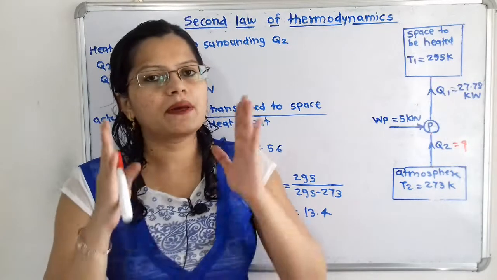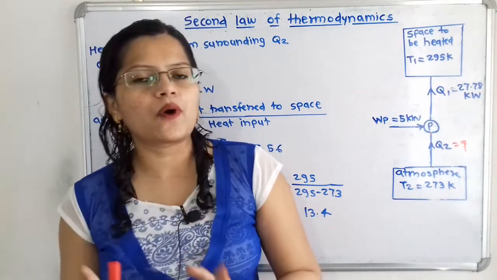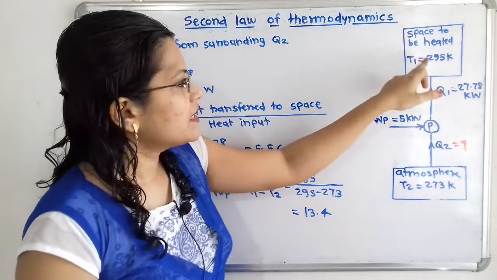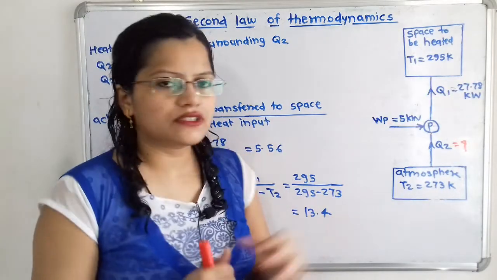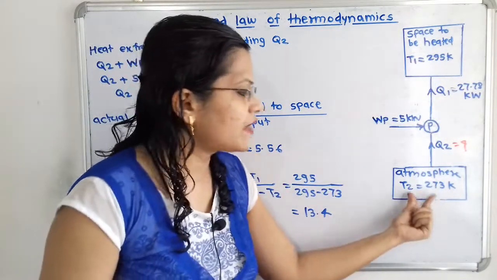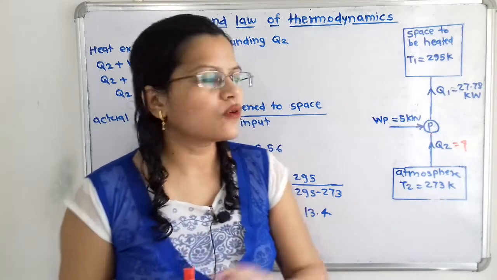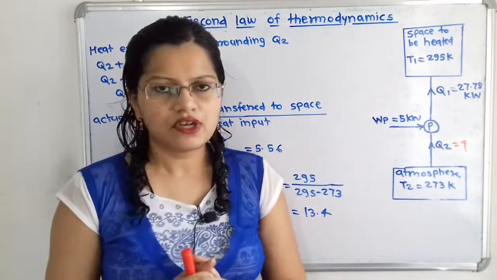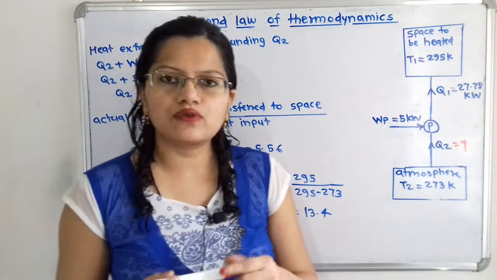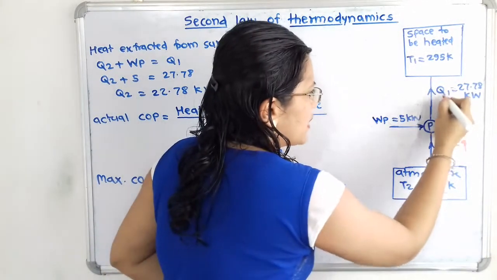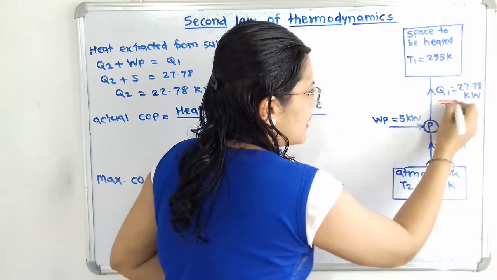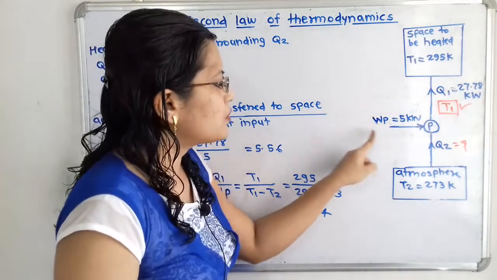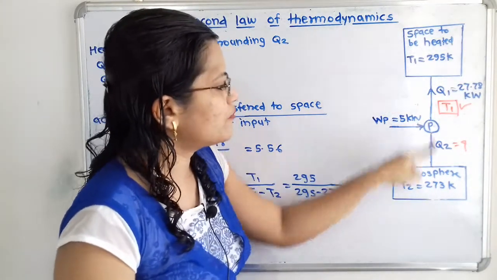Then how do we calculate the maximum COP, that is the maximum possible coefficient of performance? For that, it depends on the temperatures of the two reservoirs, the higher temperature reservoir and the lower temperature reservoir. So we have to convert Q1 and WP in terms of these temperatures. We know that Q1 is equivalent to T1. So for the maximum COP, instead of Q1 we take T1, and instead of WP we take the value in terms of T1 and T2.